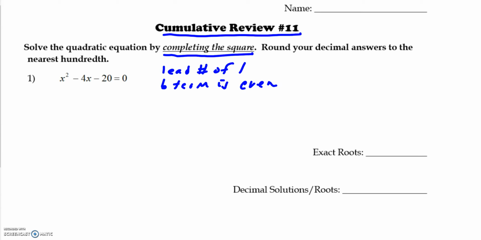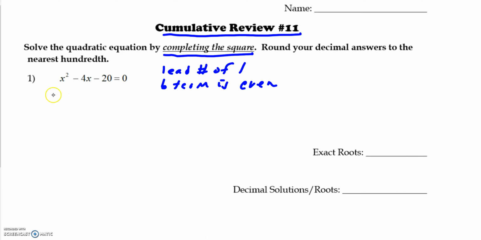It is always a good idea to see if you can factor something first. So if I did try to factor this and think about what two numbers multiply to be 20 and add to be -4, I don't think we could find a pair. 1 and 20, 2 and 10, 4 and 5. None of these can combine to be -4, which is why factoring does not work, which is why I asked to do completing the square here.